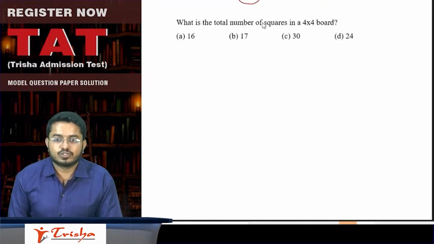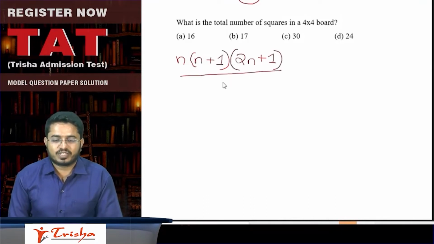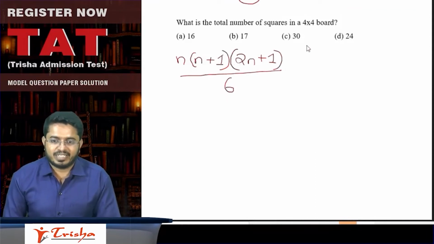Whenever they are asking you the number of squares in a particular board, just apply this formula: n into n plus 1 into 2n plus 1. See, the formula is so easy, right? You need not stress over how to memorize this. Just n into n plus 1 into 2n plus 1, divided by 6. You have to divide everything by 6.